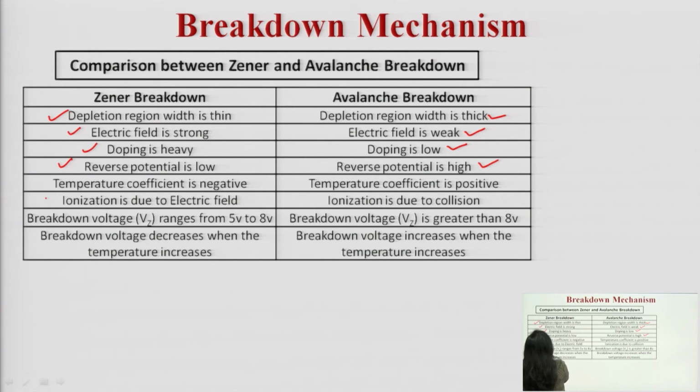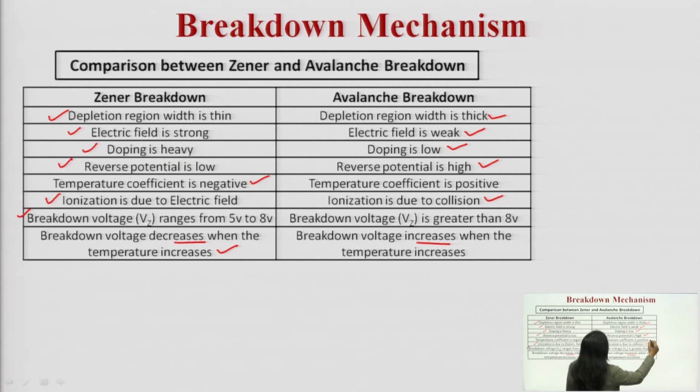In the case of Zener breakdown, ionization is due to the electric field. In the case of avalanche breakdown, ionization is due to the collision. As I have told you, the breakdown voltage is between 5 to 8 volt here, greater than 8 volt here. Here breakdown voltage decreases when the temperature increases, which means a negative temperature coefficient. Here breakdown voltage increases when the temperature increases, which means a positive temperature coefficient. So, this is how you can differentiate the Zener breakdown from the avalanche one. You must note down this particular table, this is very important.